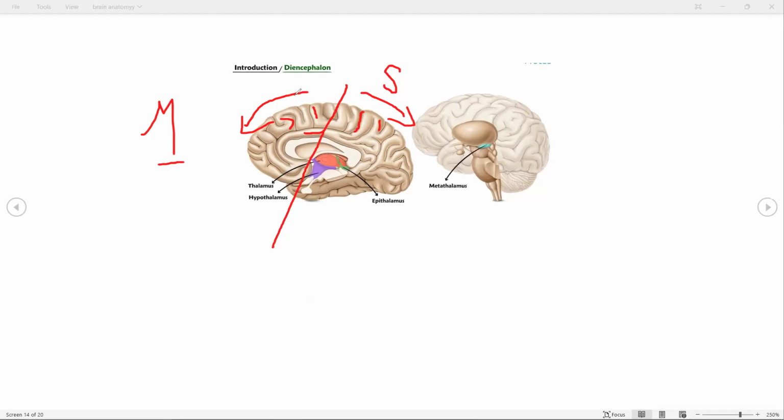Okay, so this is the center, and all these gyri and sulci are known as precentral, and all over here all of them are known as postcentral, because they're after the central line, which is basically an imaginary line for our understanding, of course. So that's all about diencephalon.